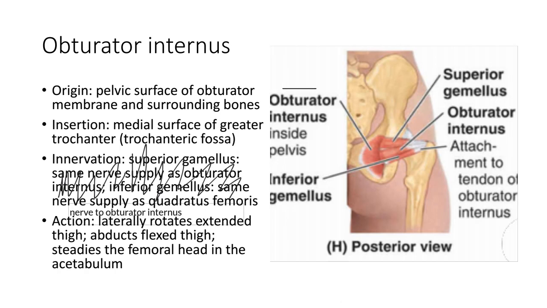Then we have the obturator internus. The origin of the obturator internus is the pelvic surface of the obturator membrane and the surrounding bones, and then it inserts onto the medial surface of the greater trochanter, which is in the trochanteric fossa. The action of the obturator internus is to laterally rotate the extended thigh, abduct the flexed thigh, and steady the femoral head in the acetabulum.